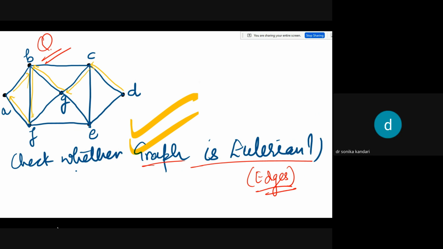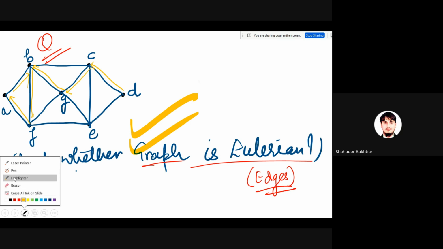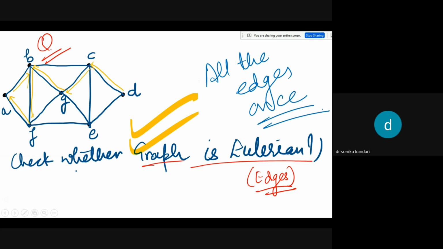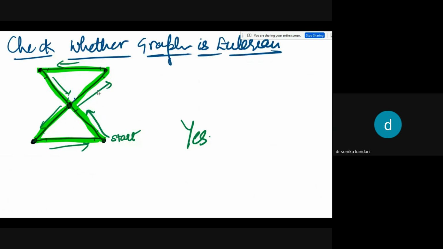In an Eulerian graph, what you have to do? You have to cover all the edges at least once. All the edges once. This is like a game that we used to play in our childhood days. You hold the pencil and just start covering each and every edge of the diagram given to us. This is an Eulerian trail. Can you find whether the above graph is Eulerian or not? Just try.